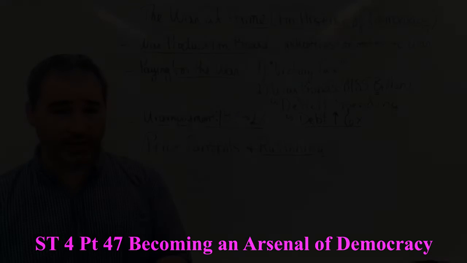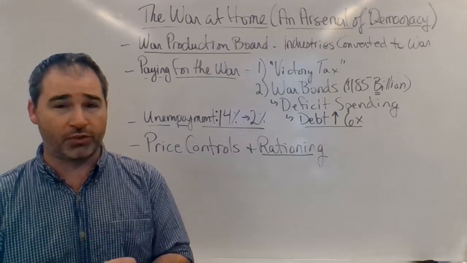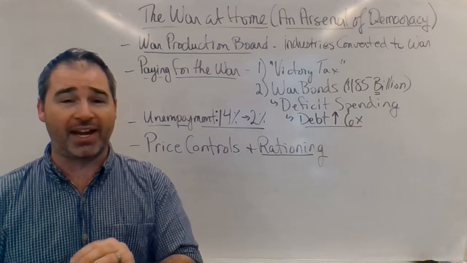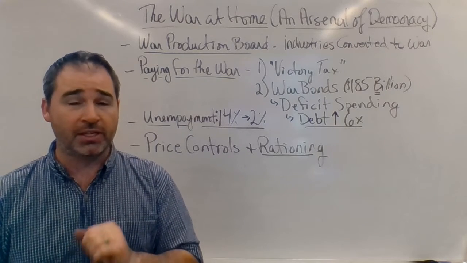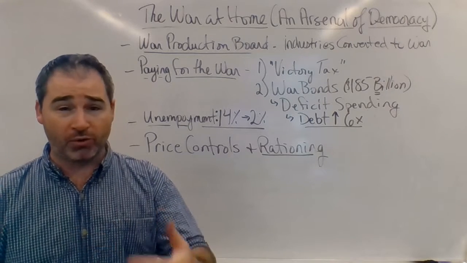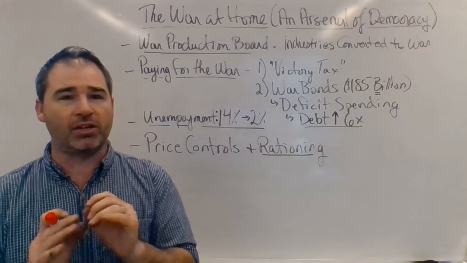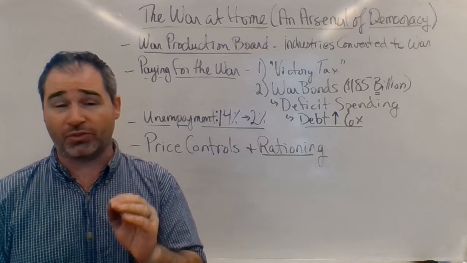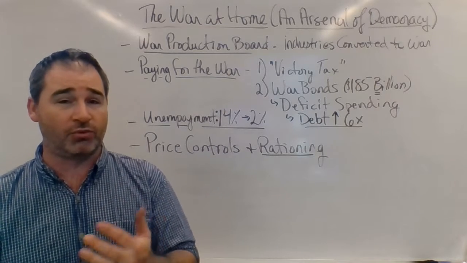There's a lot going on here, and we're just going to quickly go through this. The war at home begins by converting everything in society to war production. There was a War Powers Act that was passed that gave the president an incredible increase in the amount of authority that the president had in fighting the war.